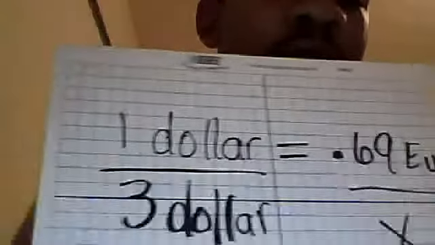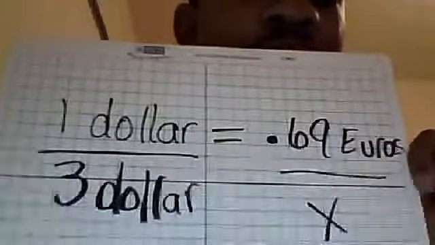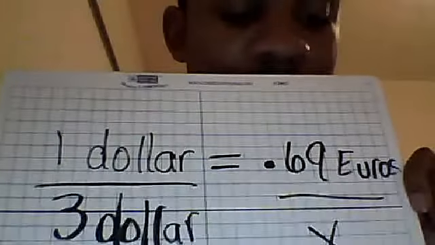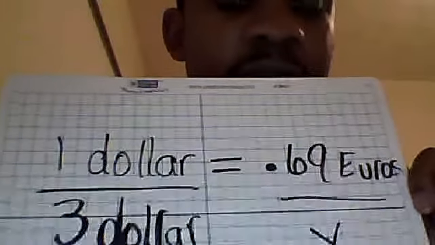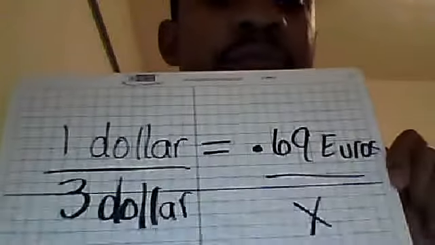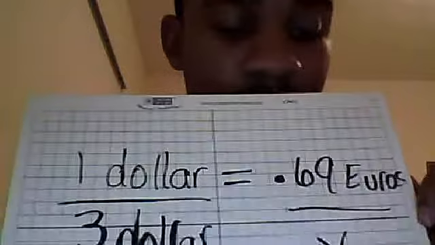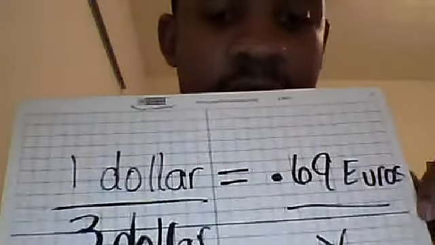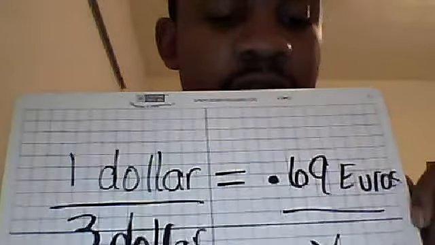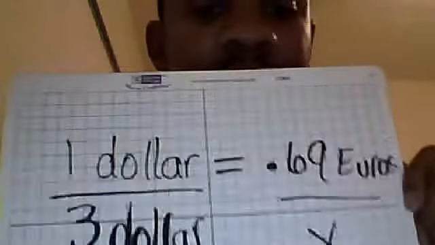You set it up like this. $1 equals 0.69 euros. $3 equals X because we don't know what it would equal. At this point, you would have to cross multiply, right? 3 times 0.69, and then that would give you 2.06 euros. That's how you would set that up.